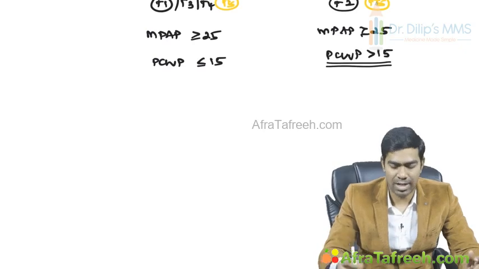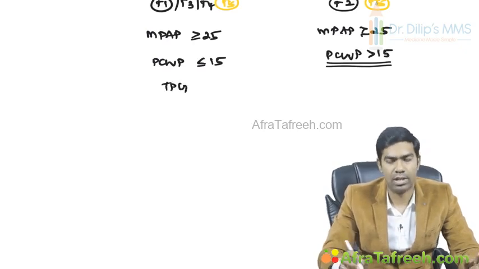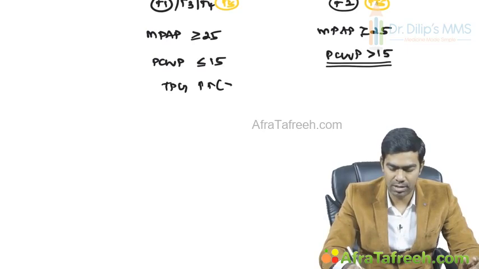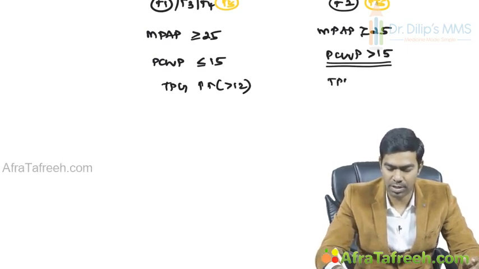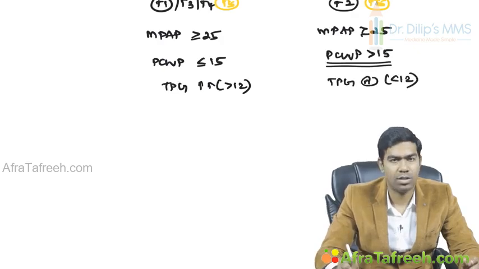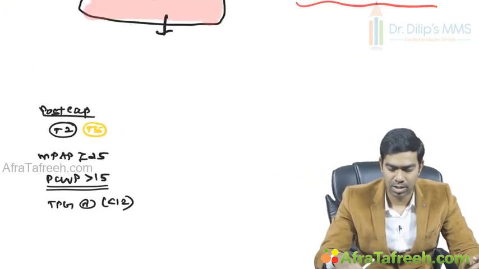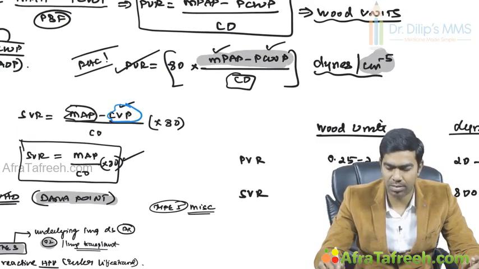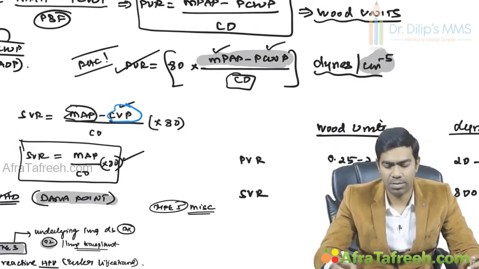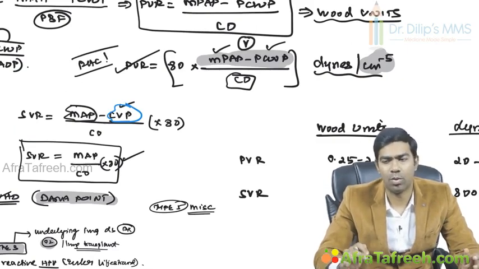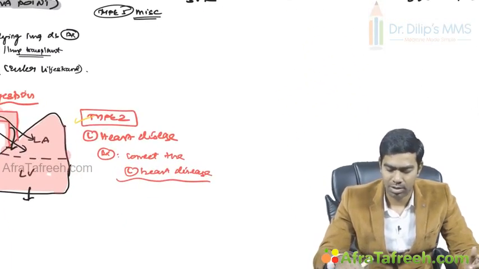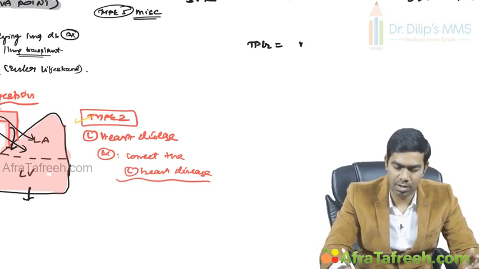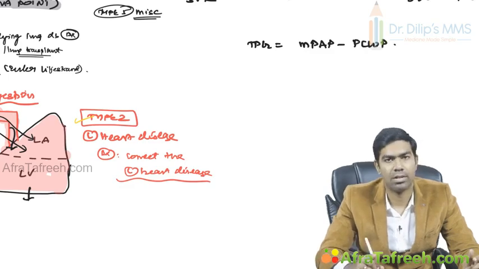Then you have something called the transpulmonary gradient, which I didn't tell you here. Here the transpulmonary gradient will be increased, that will be more than 12 usually. Here the transpulmonary gradient will be normal, that is less than 12. So what do you mean by transpulmonary gradient? It's very simple. Let us move on to the basics. Transpulmonary gradient is nothing but the mean pulmonary artery pressure minus the pulmonary capillary wedge pressure. It is like the voltage in your Ohm's law. Voltage is the potential difference, whereas transpulmonary gradient is the pressure difference. That's all. So transpulmonary gradient by definition must be equal to mean pulmonary artery pressure minus left atrial pressure, that is the pulmonary capillary wedge pressure.